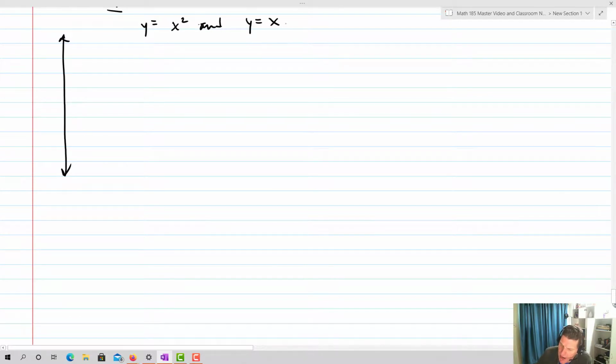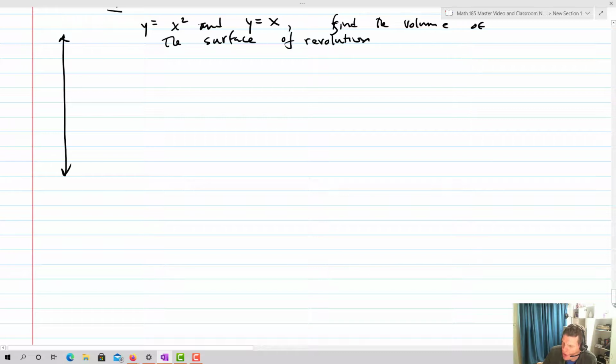All right, so let's imagine that I've got two functions. I've got y equals x squared and y equals x. I've got these two functions, and I want to find the volume of the surface of revolution generated when I revolve these two curves around the y-axis, or excuse me, around the x-axis, around the x-axis.